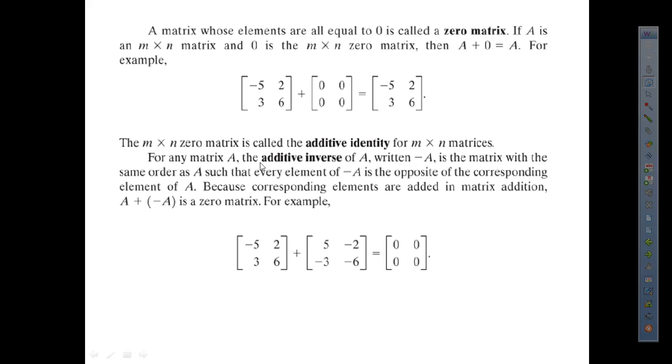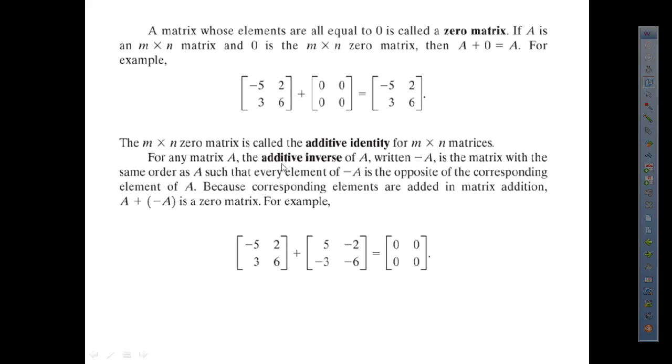Now, for any matrix A, the additive inverse of A, written as negative A, is the matrix with the same order as A, such that every element of negative A, of the additive inverse, is the opposite of the corresponding element of A. So all you're doing in this case is changing the sign of every corresponding element.